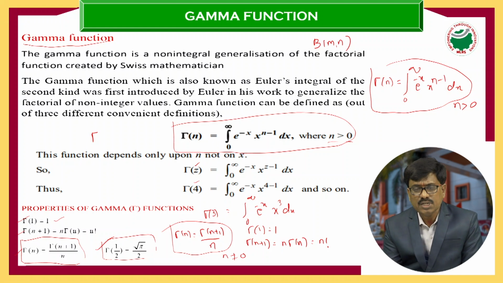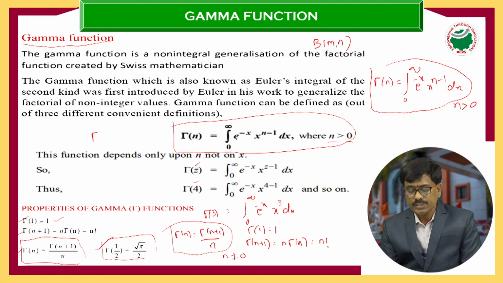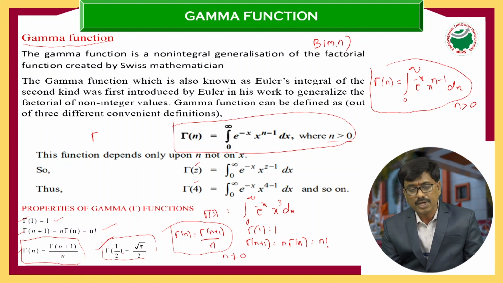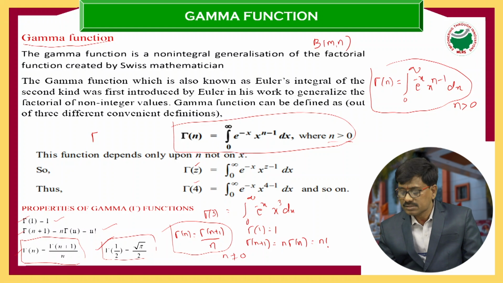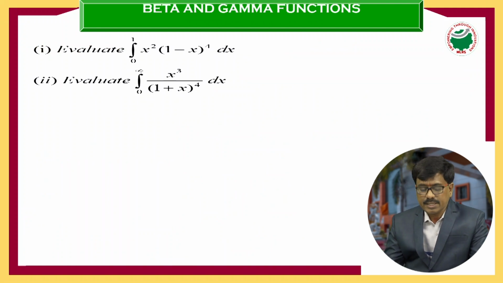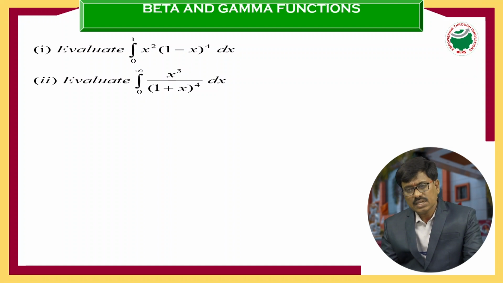What is the definition of the gamma function? Gamma n equals integral 0 to infinity e power minus x, x power n minus 1 into dx, where n is greater than 0. And what is the first property I told? Gamma of 1 is 1, gamma of n plus 1 is nothing but n into gamma n, which is n factorial, and gamma of n equals gamma of n plus 1 divided by n. I can say gamma of 1 by 2 equals root pi. These are the basic properties of the gamma function. We will use these properties to evaluate some special functions, applying the beta as well as the gamma functions.